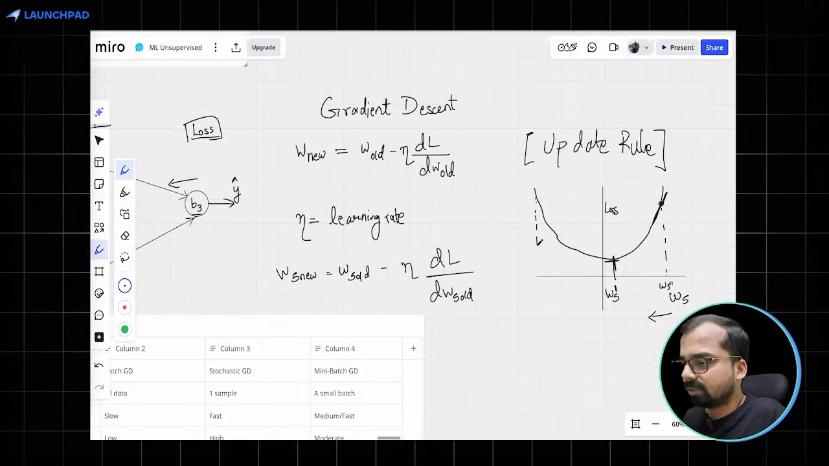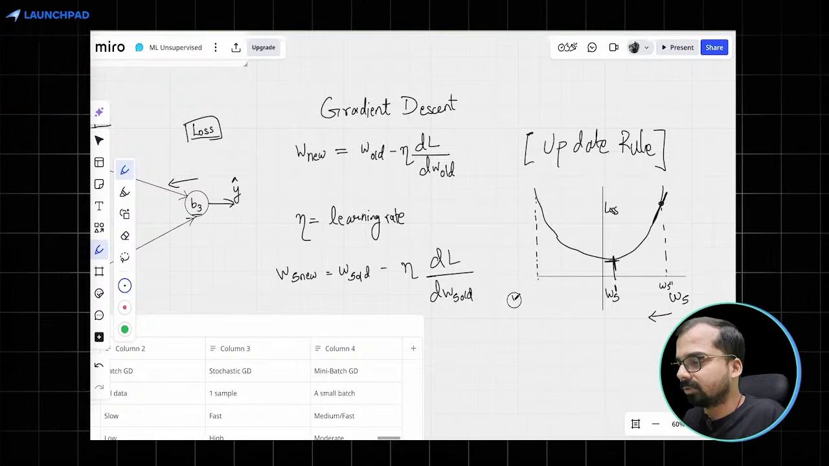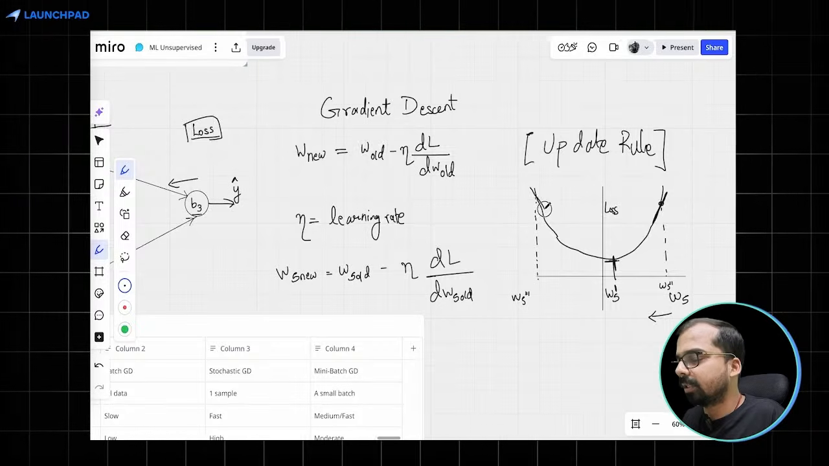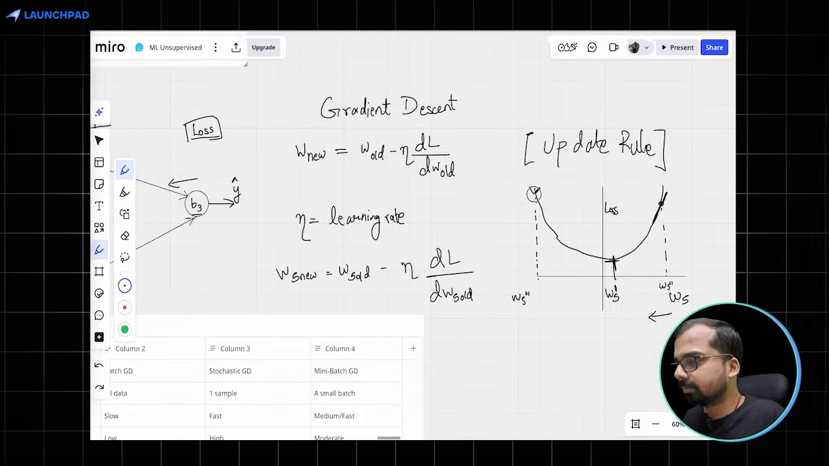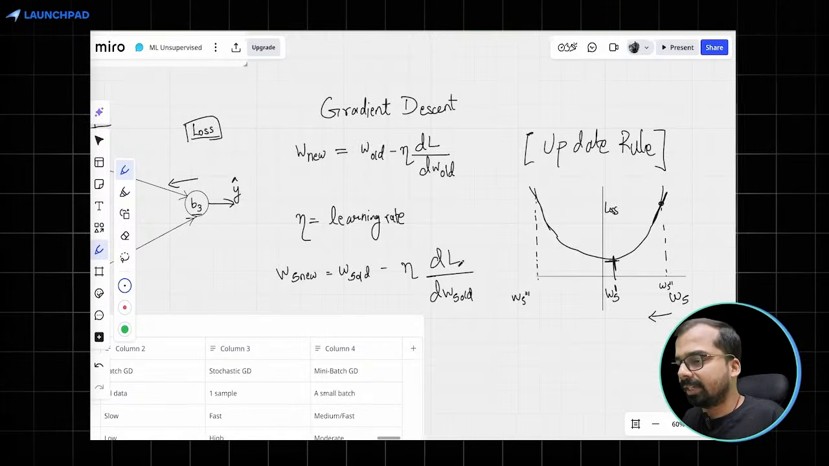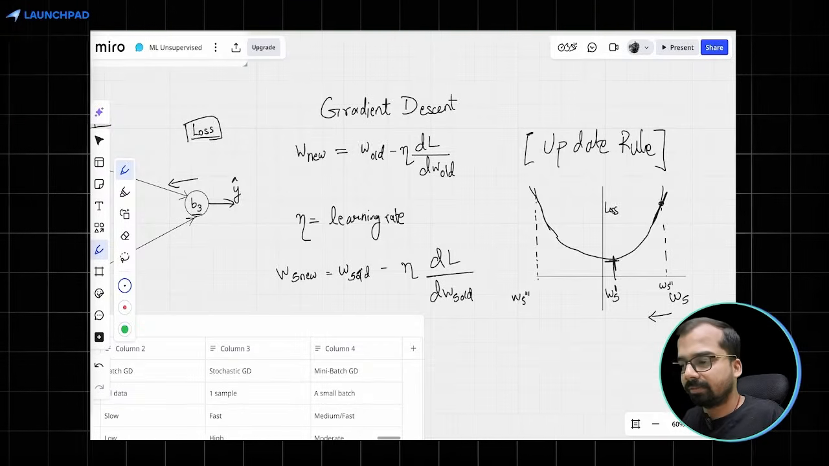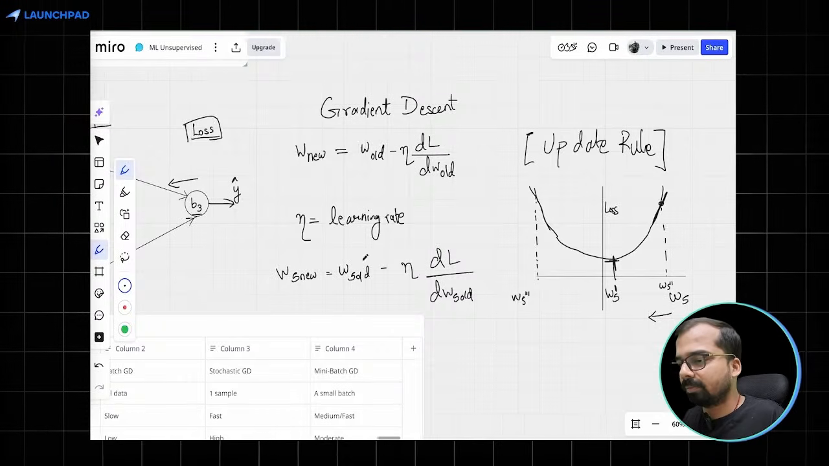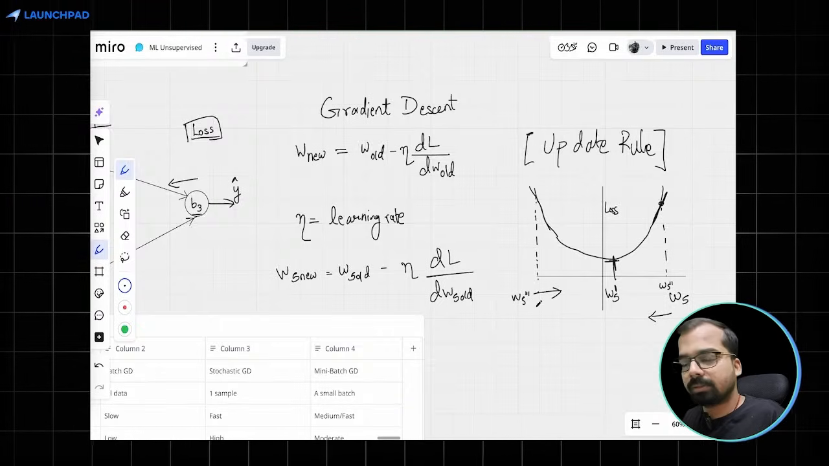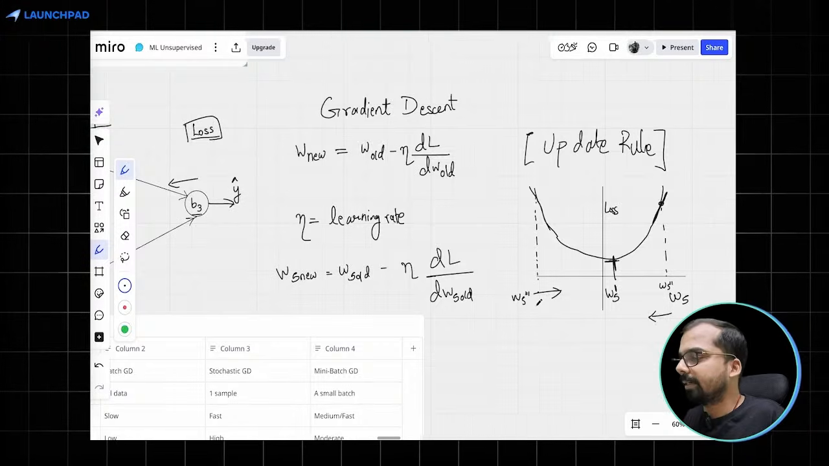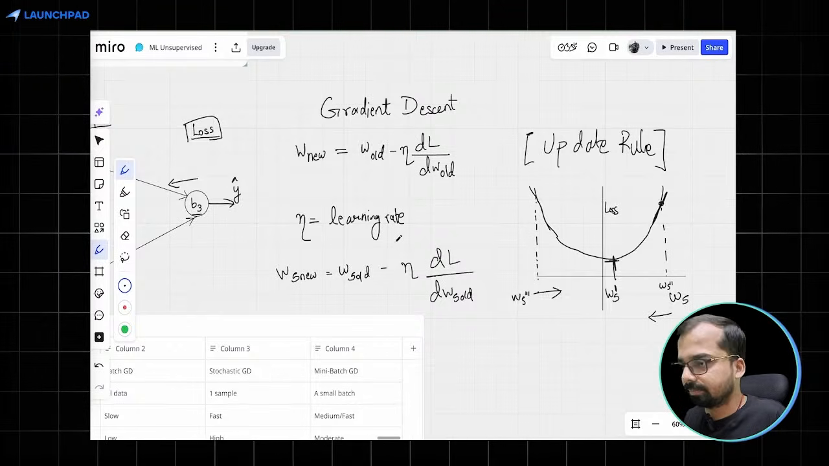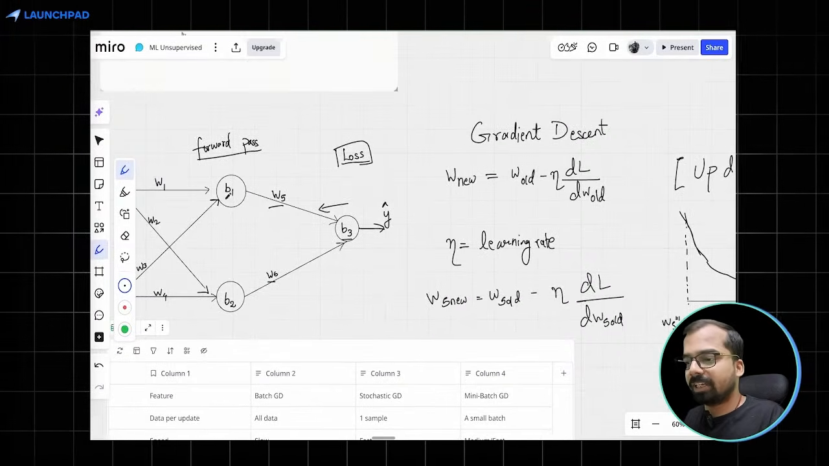Now let's think if I was somewhere over here. Let's call it W5 triple dash. If I was over here and I get the slope at this point, the slope will come out to be negative. So dL by dW5 will be negative, and I'm subtracting a negative number from W5. What is going to happen? I'm actually adding something, so it will shift to the right side. And that is why this equation is used. All right. So this is the core concept of gradient descent, and this will happen for each and every parameter.